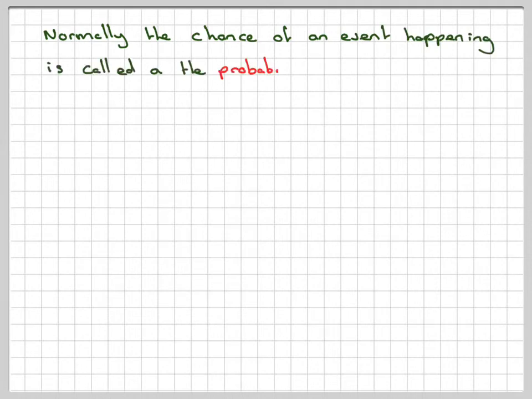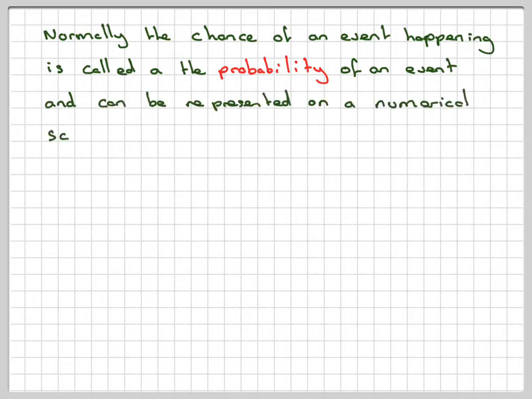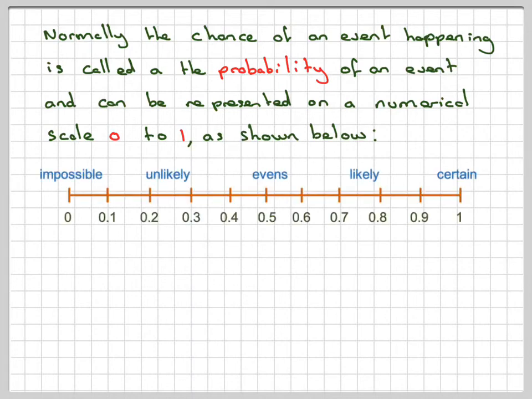However, normally the chance of an event happening is called the probability of an event, and can be represented on a numerical scale from 0, which is impossible, to 1, which is certain. If we look at the scale that we just had, we can now add numbers. Here we have impossible, which is 0, and here we have certain, which is 1. Even would be 0.5, unlikely anything lower than 0.25, likely more than 0.75. So we can have this numerical scale to represent probabilities.